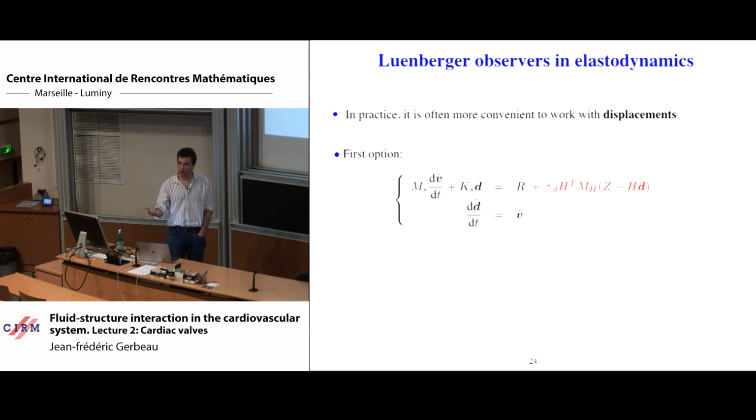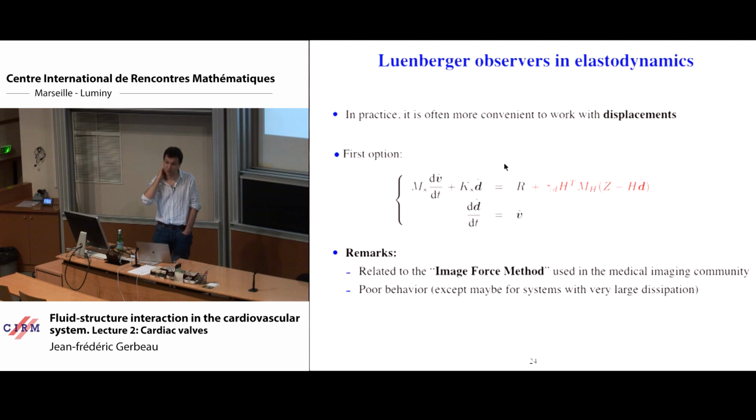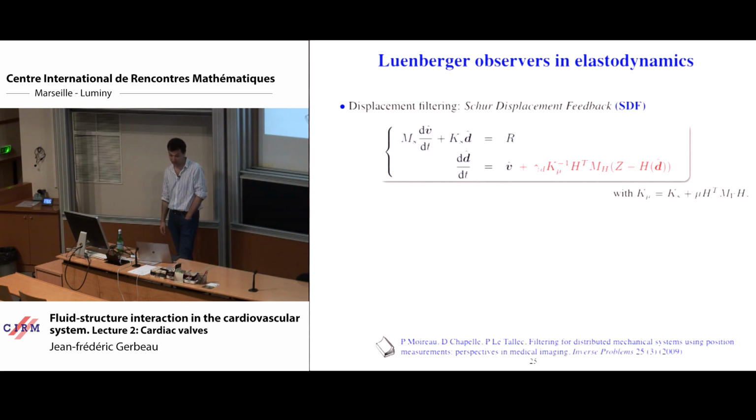Now assume that you have measurement of pressure, of displacement, which is much more usual. Then the first idea could be to do the same: put a sort of feedback force on the equation of the momentum. And actually, this is what is done, especially in the medical imaging community. People call that the image force method. And actually, it does not work very well. It's even quite a poor behavior that you get usually when you do that. And as I said, there is room for creativity, and what they proposed was very strange at first. They called it the short displacement feedback.